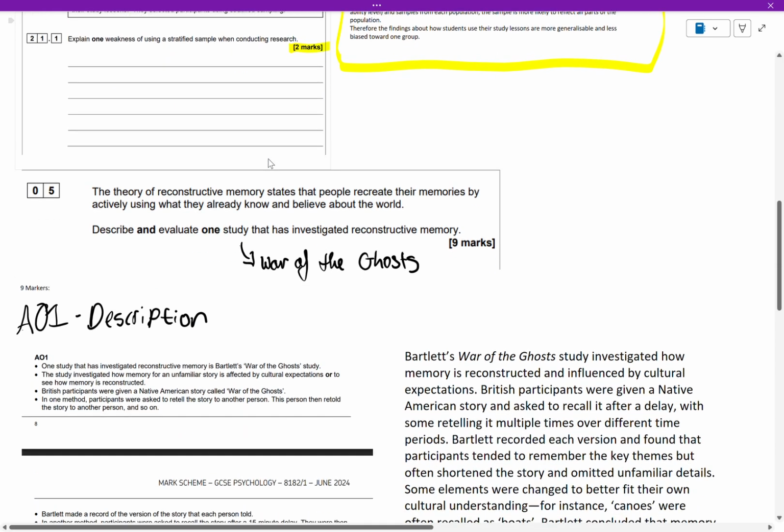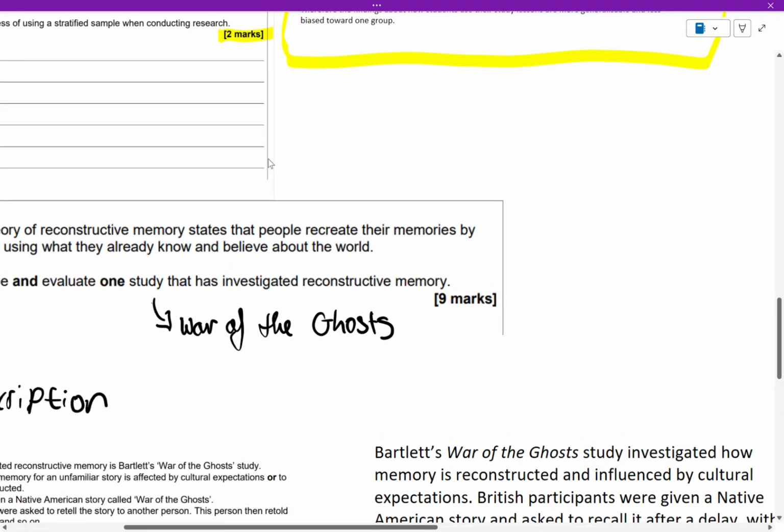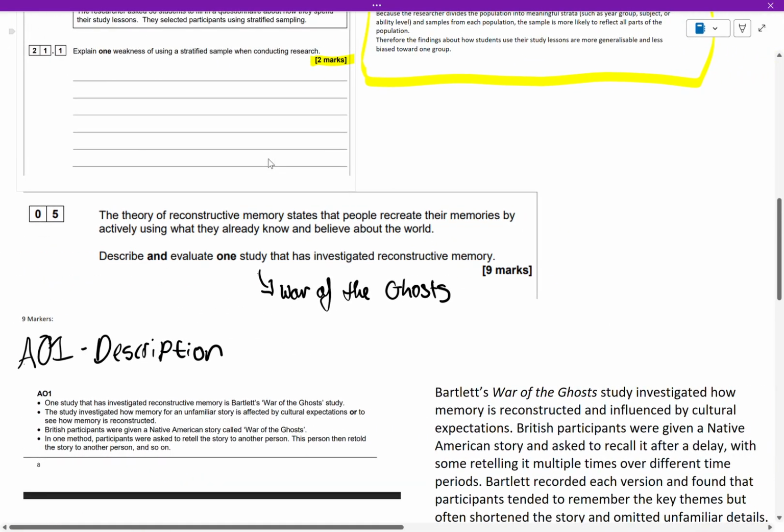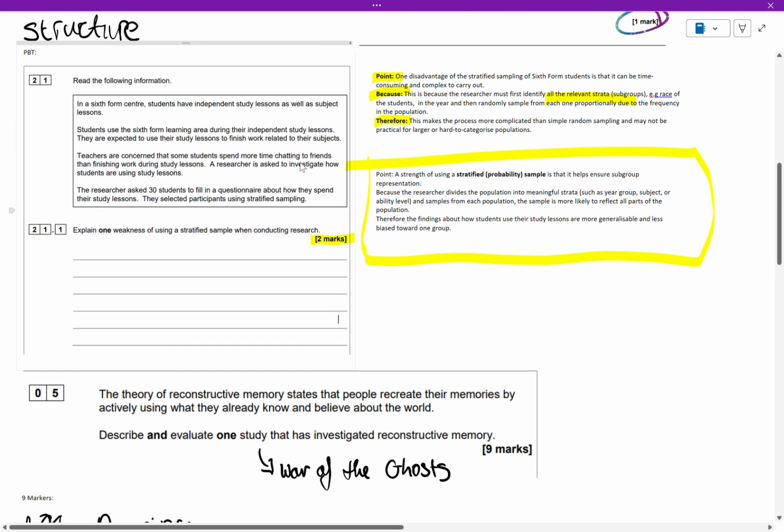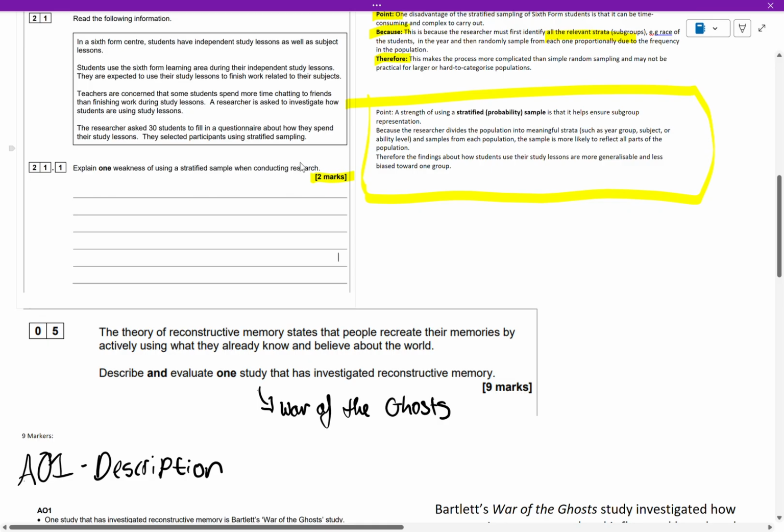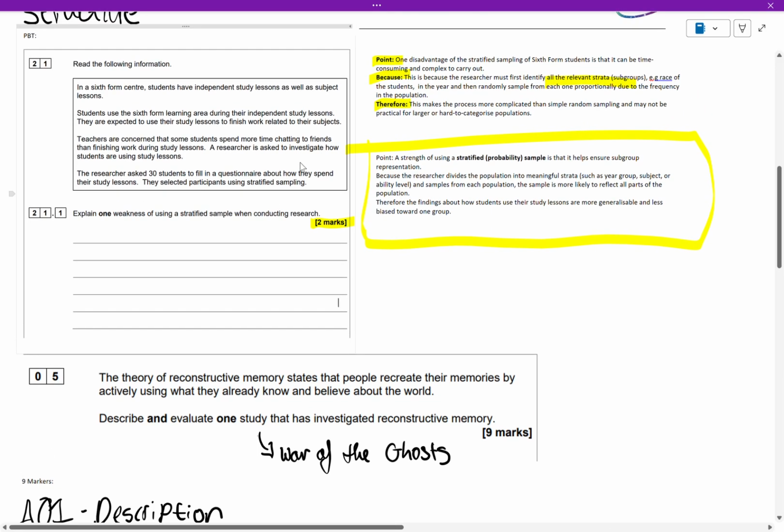Furthermore, here is your 9-mark questions. As I said before, you can be asked 1, 2, 3, 4, 5, all the way up to 9 markers. You can also have 6 markers, so a 6 marker may be describe, but in more depth. It could also be evaluate, so for example, it could be evaluate 2 weaknesses and a strength of Penfield study.